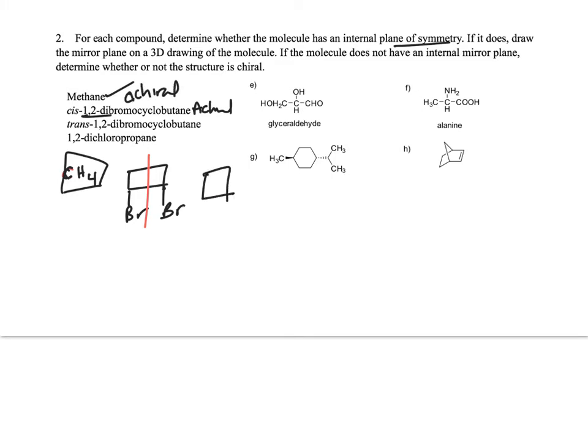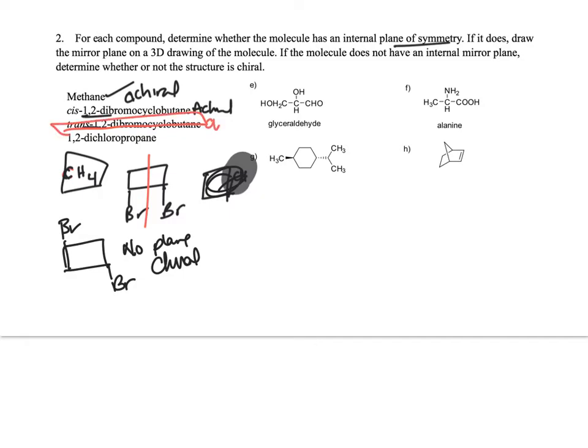Trans, 1,2 bromo. I keep choosing the wrong thing here. Okay. We'll redraw this here. Trans, 1,2 dibromo butane, and that has no plane of symmetry, so that means it's chiral. Okay, so this one's chiral. We'll put the chiral in red.